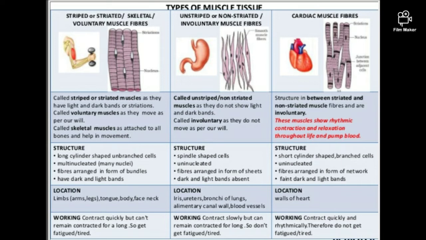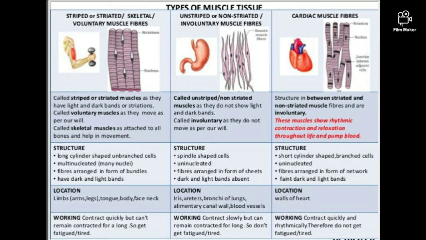And how do they work? They contract quickly, but they can't remain contracted for a long time. So they get fatigued or tired. So when you do some activity for a long time, you feel the pain in the particular limb and that particular area. This is because of the tiredness of these cells in these muscle fibers.